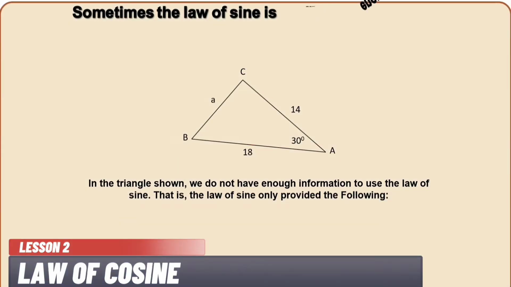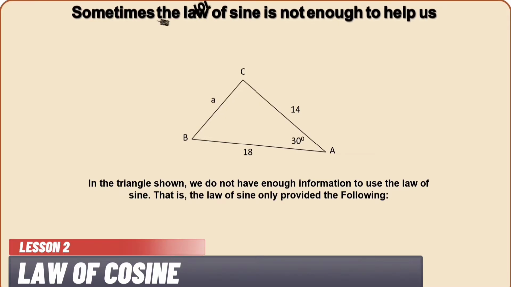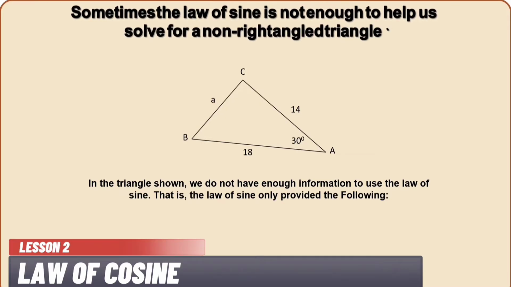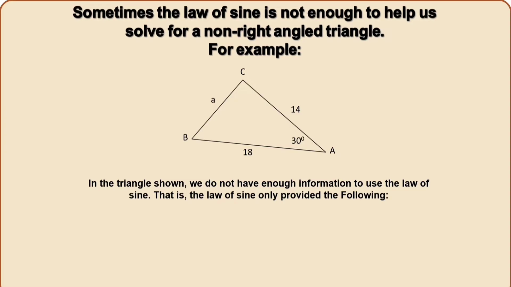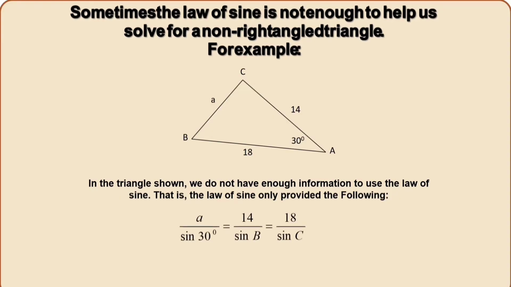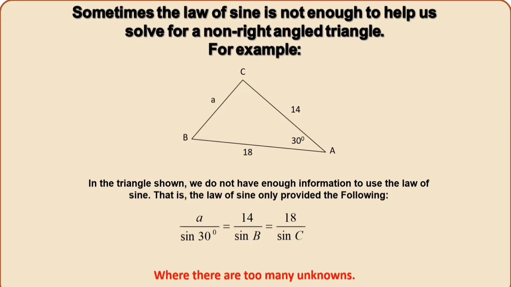Sometimes, the law of sine is not enough to help us solve for a non-right-angled triangle. For example, we have here the figure. In the triangle shown, we do not have enough information to use the law of sine. That is, the law of sine only provided the following: A over sine 30 degrees is equal to 14 over sine B is equal to 18 over sine C, where there are too many unknowns.